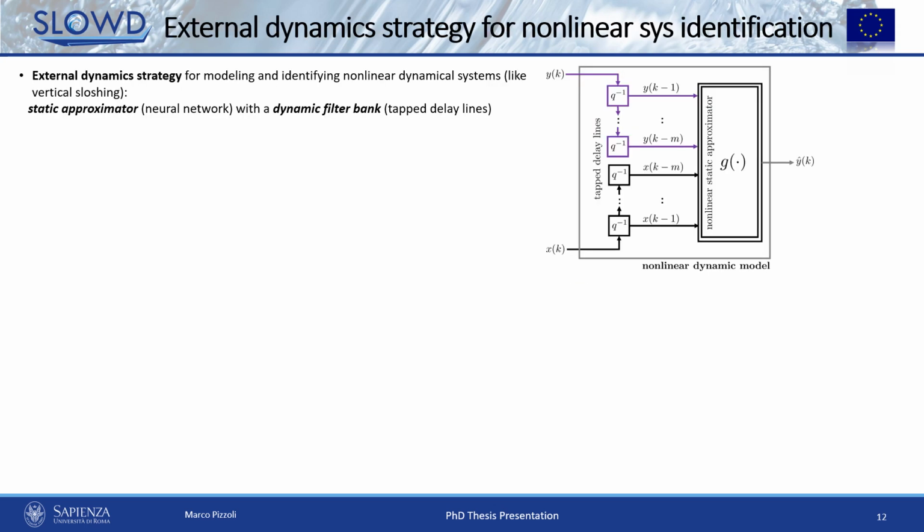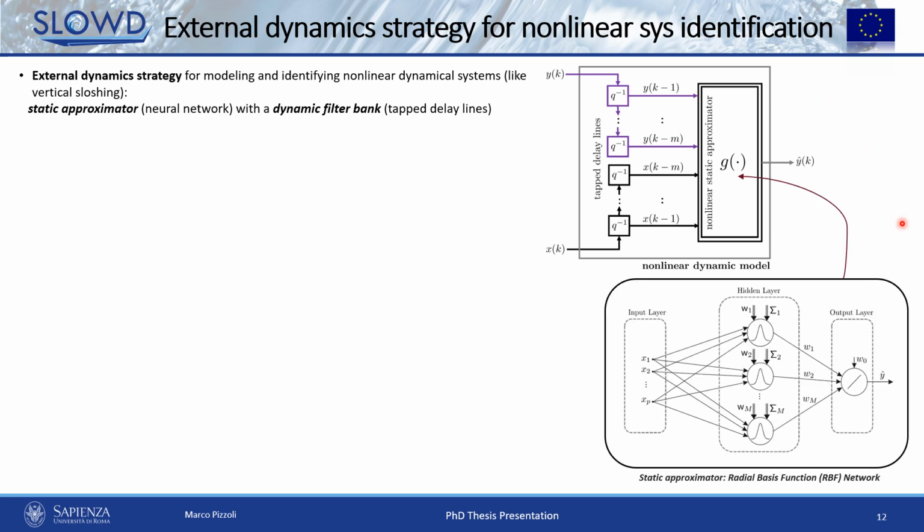Now, to create the reduced order model, the so-called external dynamic strategy was considered, which allows a nonlinear dynamical system to be identified with a model consisting of a nonlinear static approximator, represented in our case by a neural network having radial basis functions as activation functions, and a bank of input filters represented by delay lines, which are necessary to capture the dynamics of the process.